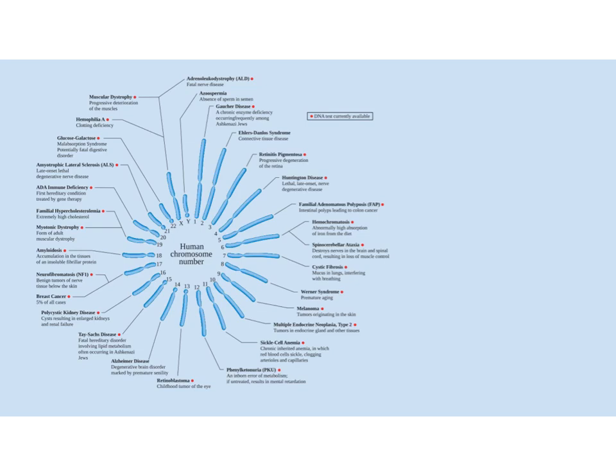So, for instance, on number 17 here, the fact that an error there can cause breast cancer means that there must be some oncogenes on chromosome 17 for breast tissue. All right, let me know if you have any questions.